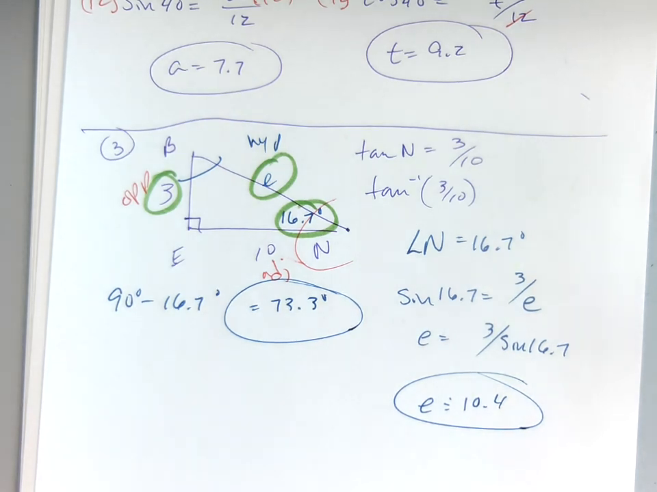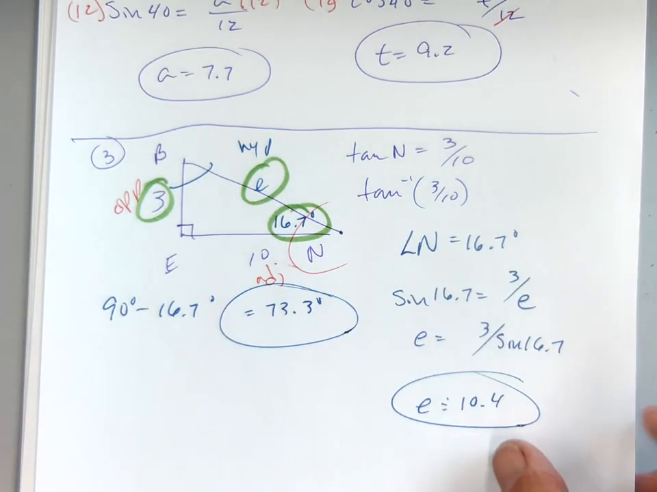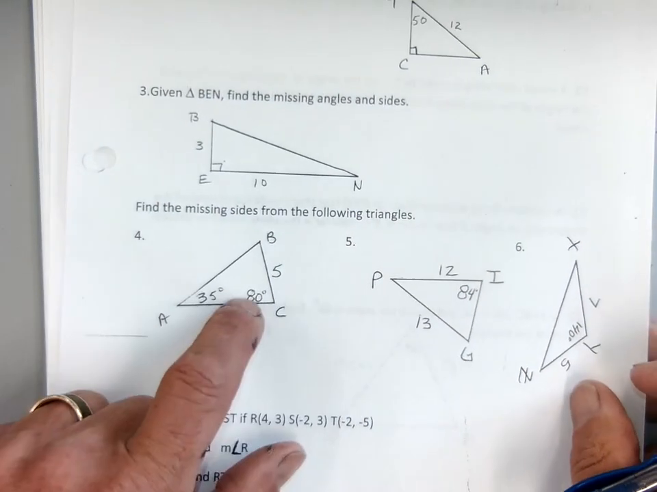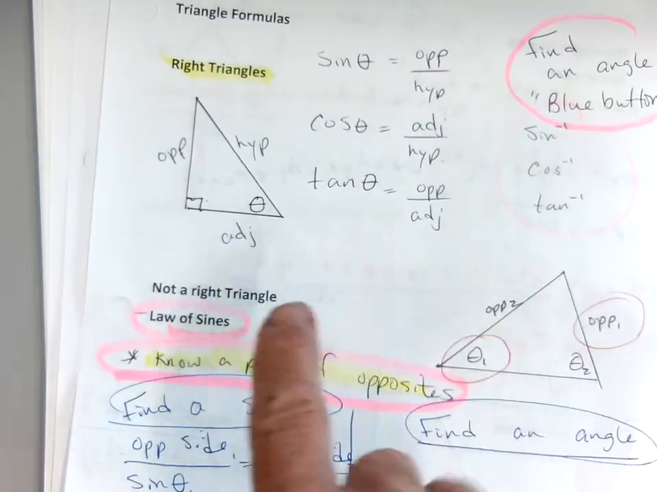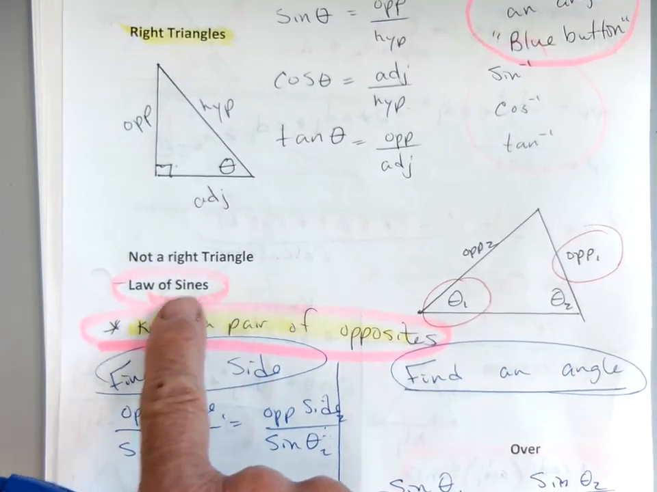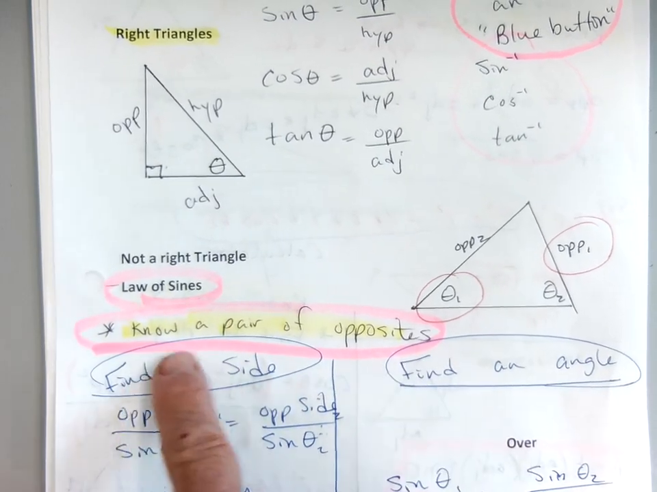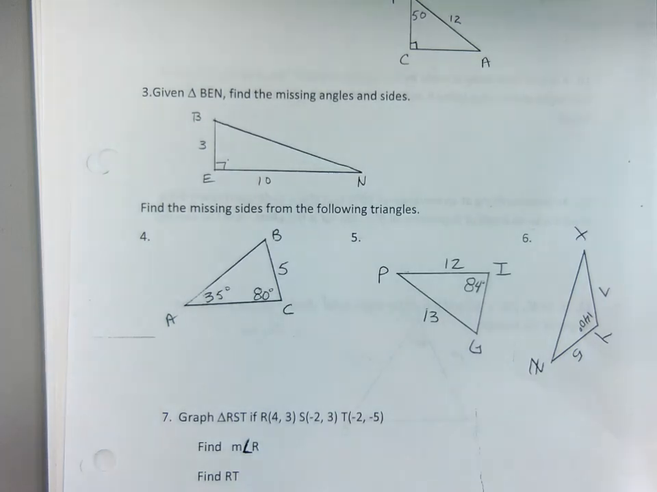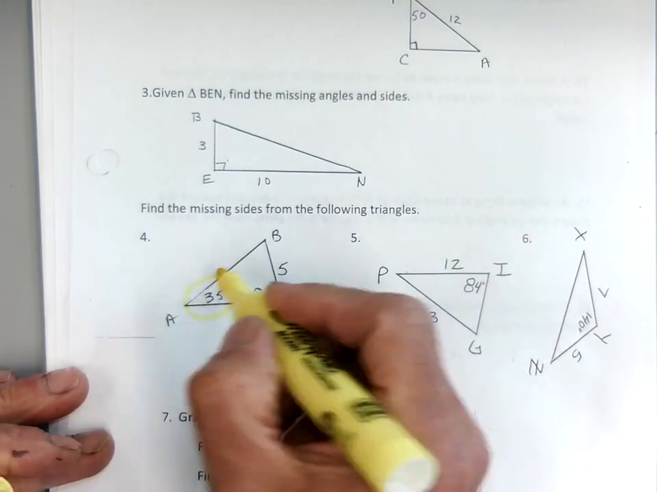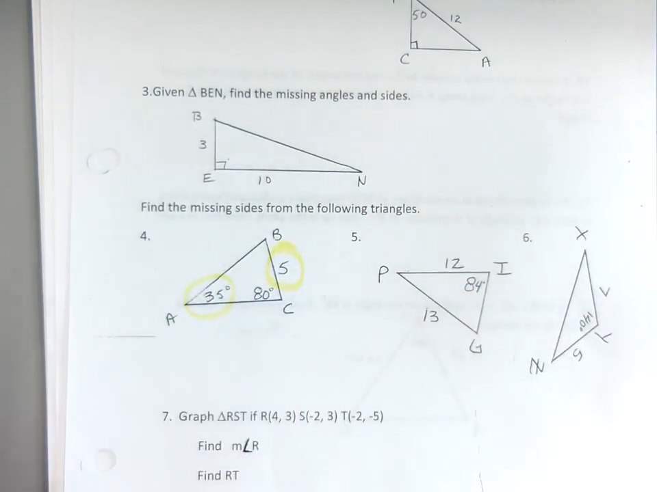Number 4. I'm going to turn my page here. So number 4 is not a right triangle. Not a right triangle, so my notes say maybe law of sines if I have a pair of opposites. Well, I do have a pair of opposites. I have an angle and its opposite side. So I'm going to use the law of sines.